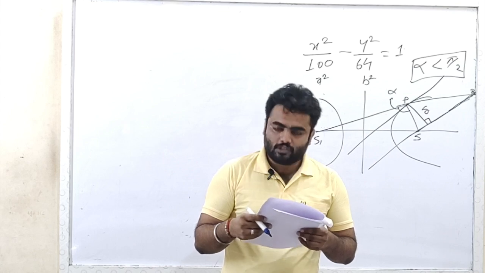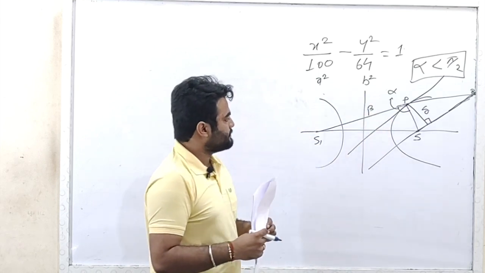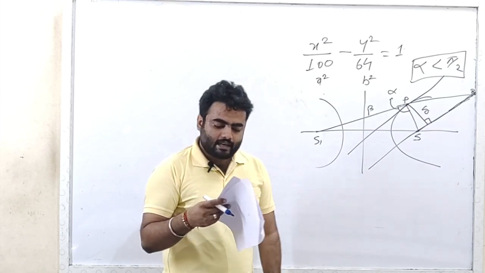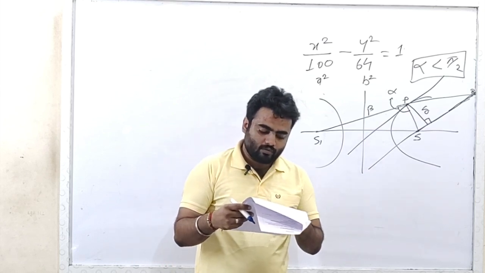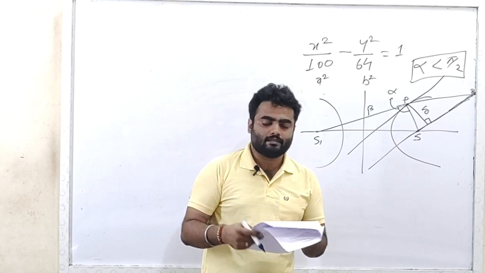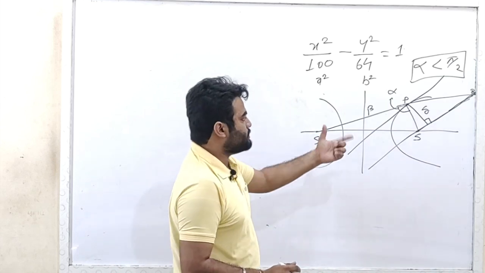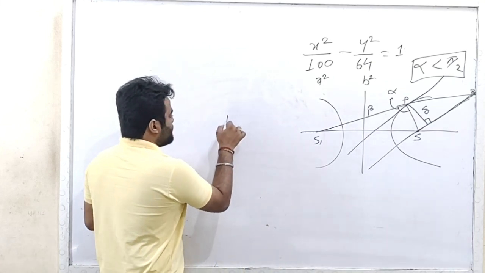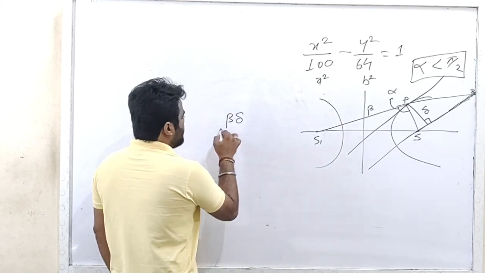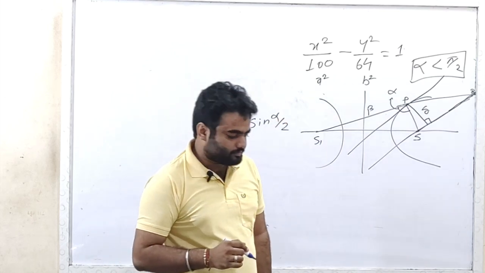And beta is equal to S1P, and this S1P is the length given as beta. So the question is asking for the greatest integer less than or equal to beta delta upon 9 multiplied by sine alpha by 2. So let's figure out what we have to do in this question to find beta delta upon 9 and sine alpha by 2.